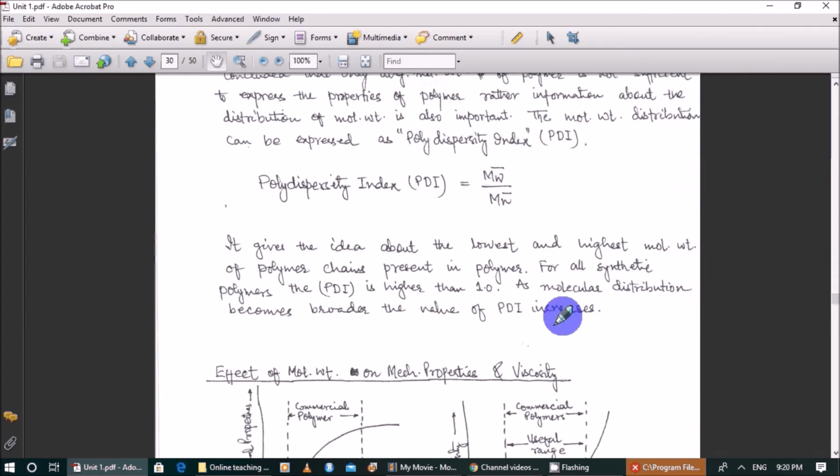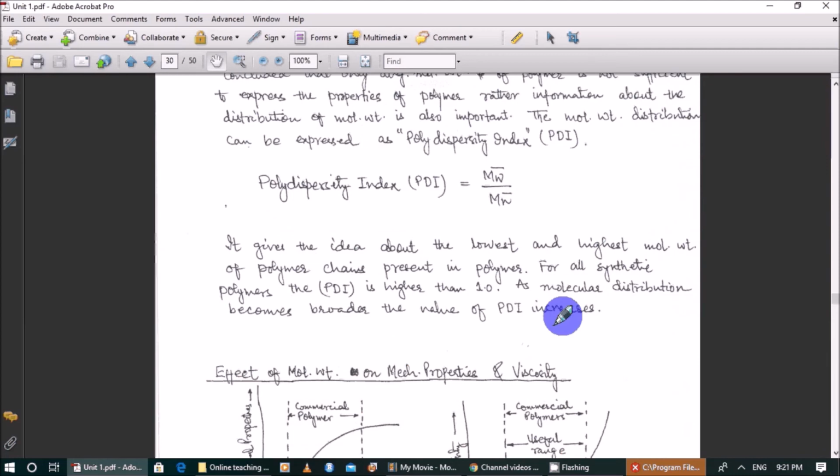That means if the value of the PDI is more than 1, there is a difference in the molecular weight distribution of the polymer. And if the PDI value is 5, for example, the sample is broader in terms of distribution as compared to a polymer sample having PDI 2.